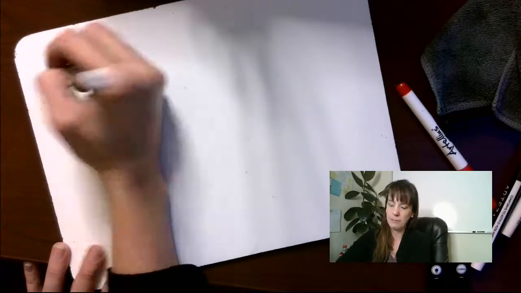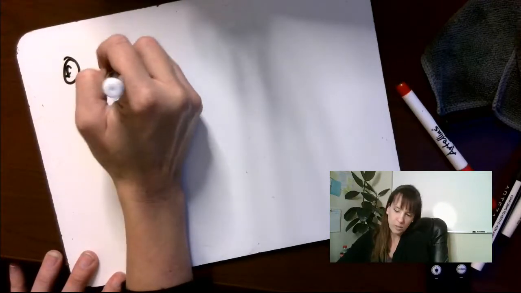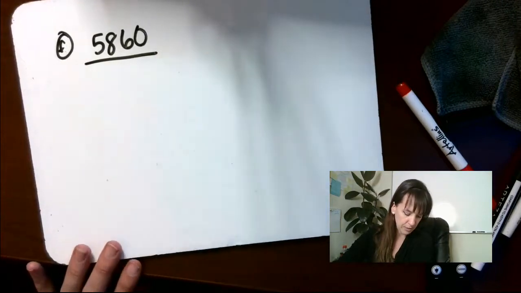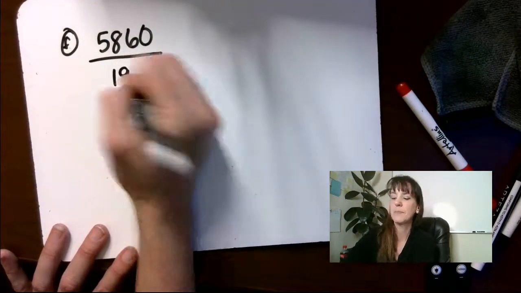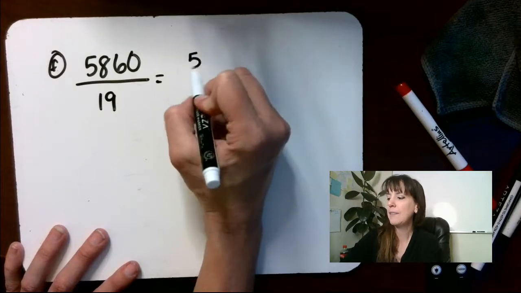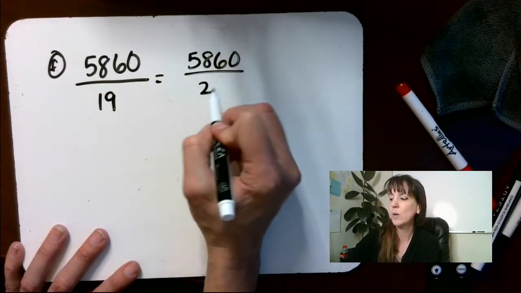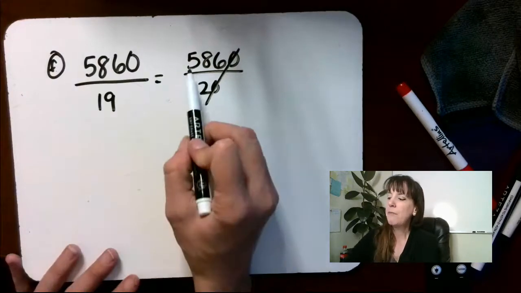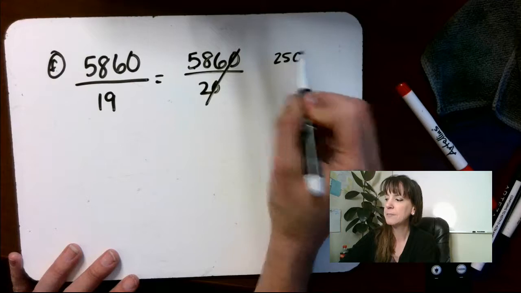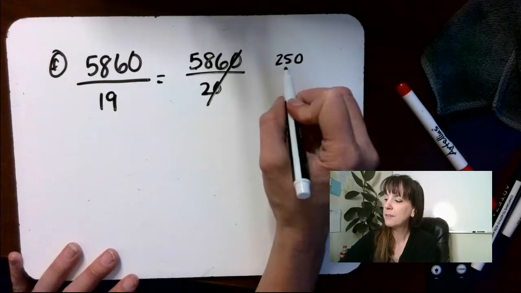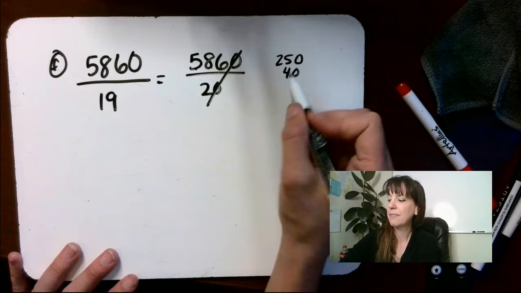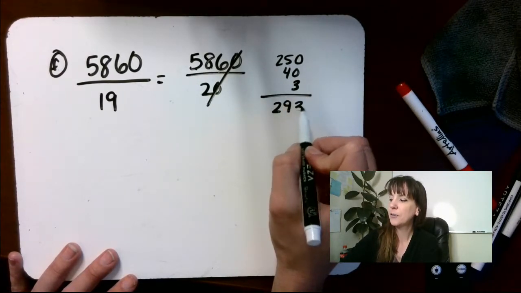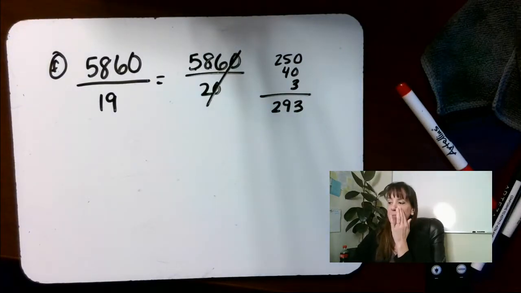All right, let's talk about F. 5,860 divided by, again, it has that division symbol, but I'm going to use the fraction bar, divided by 19. All right, so personally, I would do it like this, 5,860 divided by 20 so that I can lob those zeros off. And now I can cut them in half, right? 500 cut in half is 250. 80 cut in half is 40. 6 cut in half is 3. So that ends up being 293 if we cut that all in half.